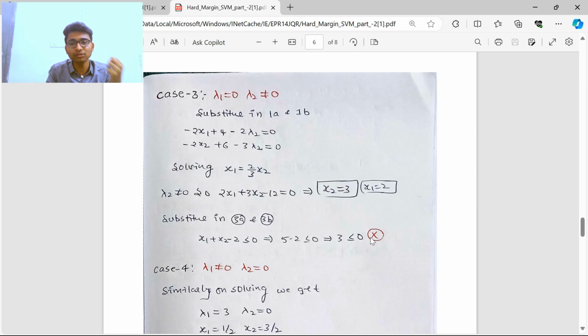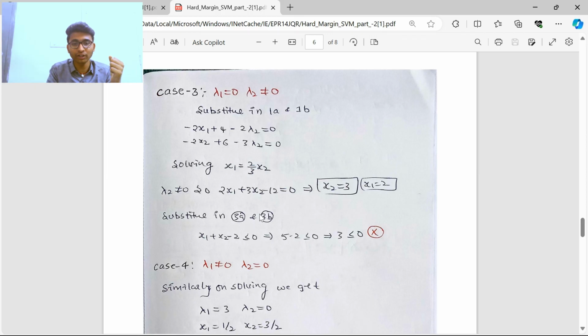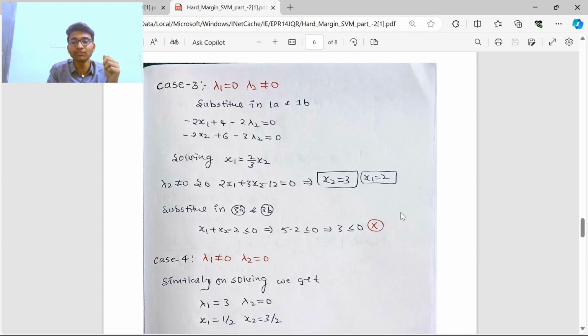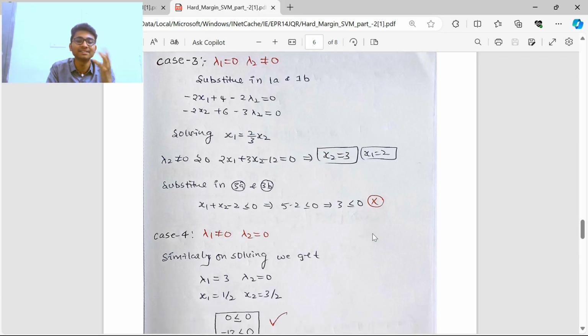See, case 3 is also failed because on keeping the values x1 equal to and x2 equal to 3 in 3 and 3b, we are getting 3 is less than or equal to 0. How will 3 be less than or equal to 0? No, right? Means this is also failed.